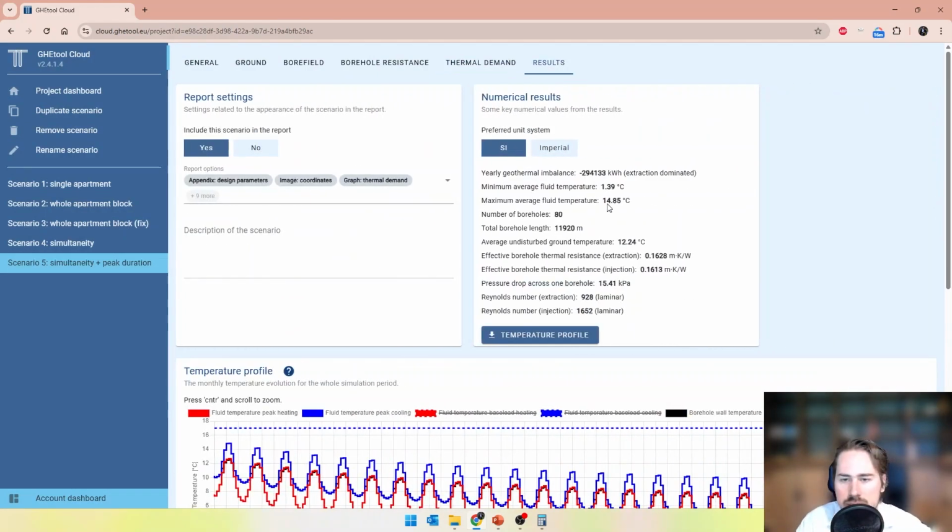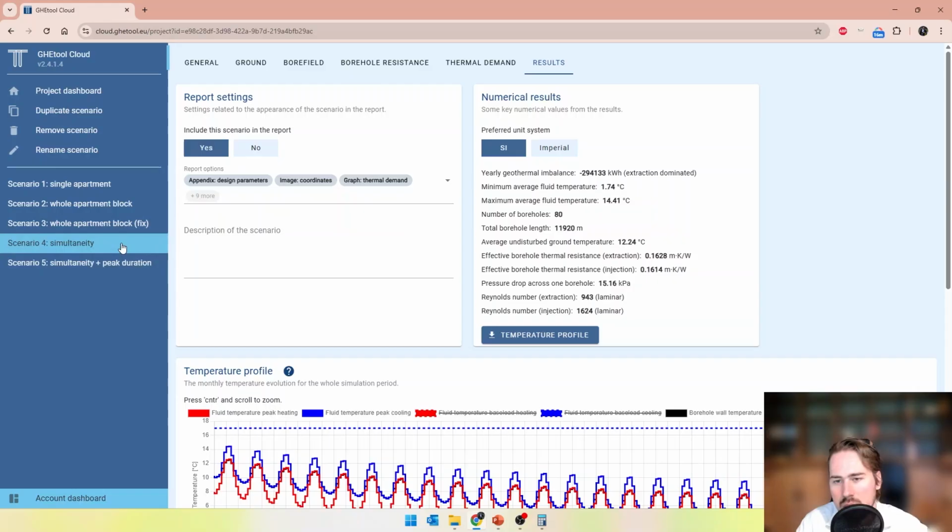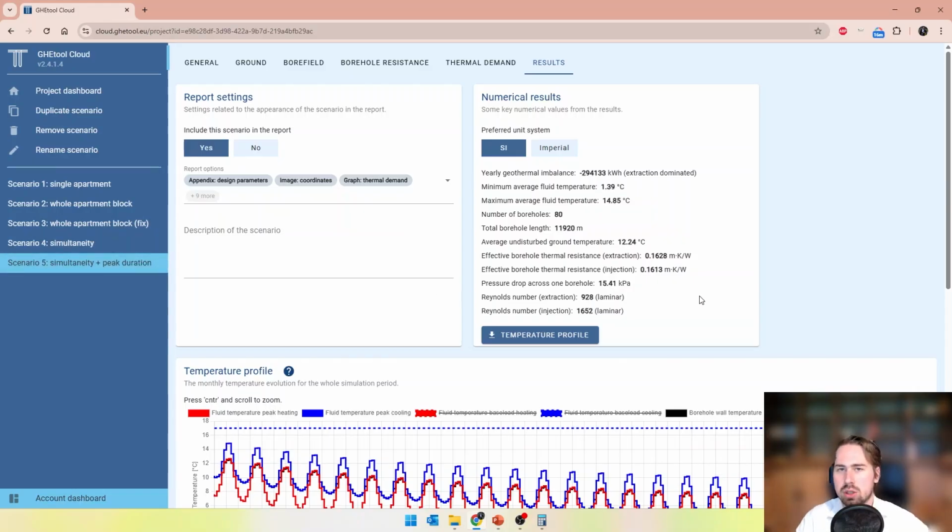And here we see that we are at 1.39 degrees. So there is, what is it? 0.35 degrees C difference between both. So it's still better than just putting the whole power onto the borefield. Of course it is, because there is simultaneity. But this result is already a lot more accurate, I would say.